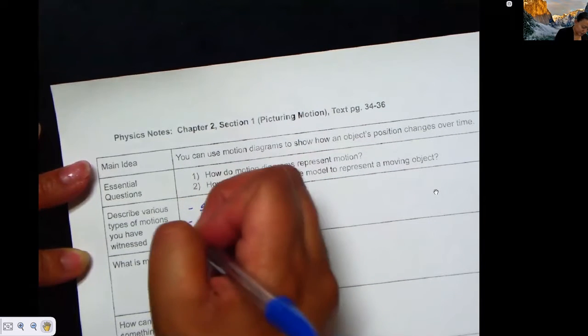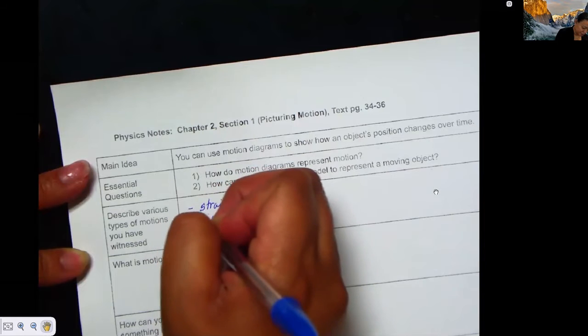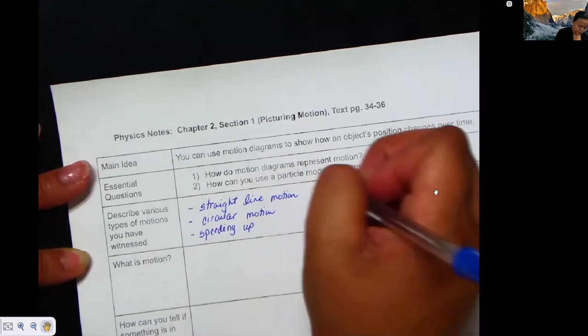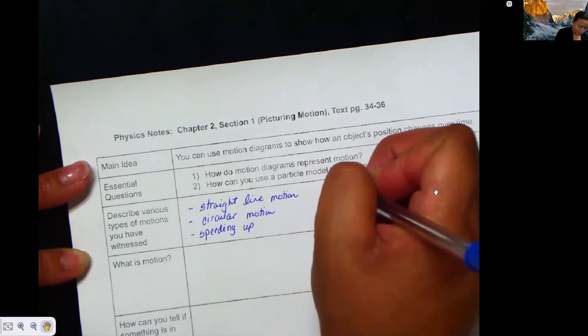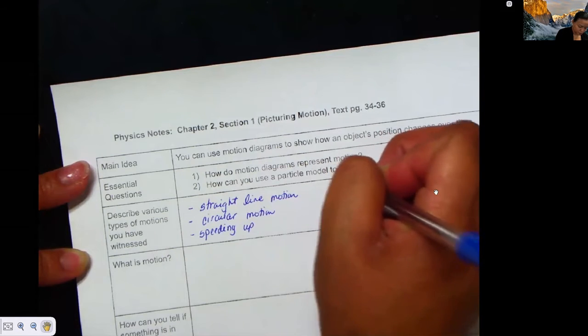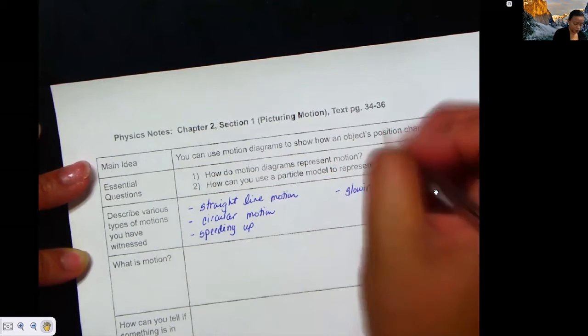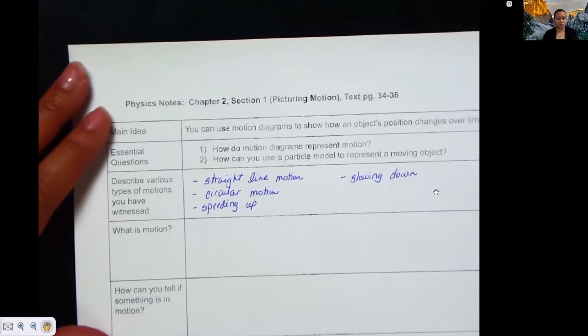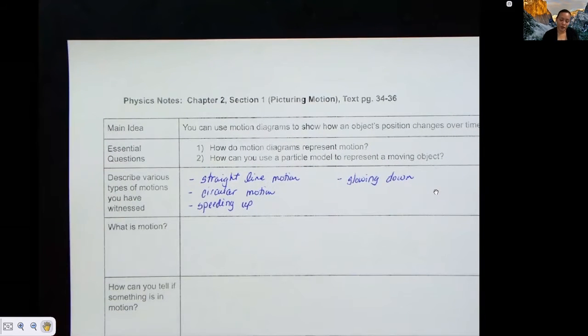All right, you can have things that are speeding up. You can see motion where things are slowing down. Okay, and you can continue with your list. What types of motions have you witnessed? All right, so what is motion? What is the definition of motion?